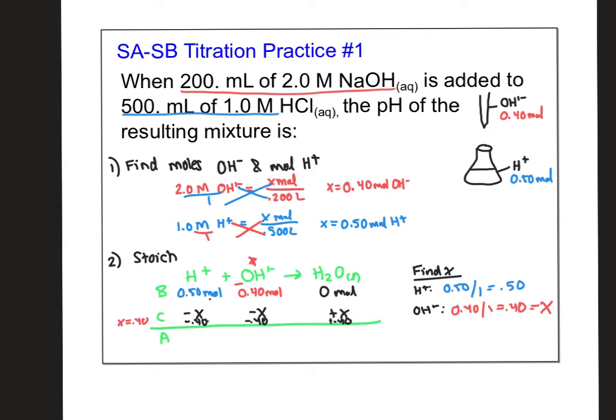So we take B plus C, so 0.5 minus 0.4. That'll be 0.1 moles. 0.4 minus 0.4 is 0 moles. And 0 plus 0.4 is 0.4 moles.